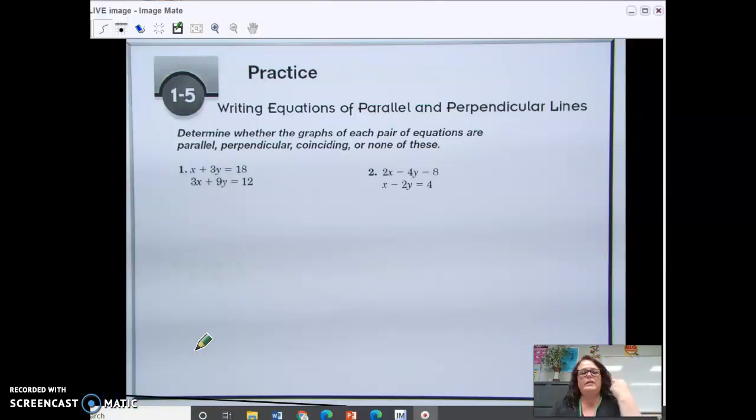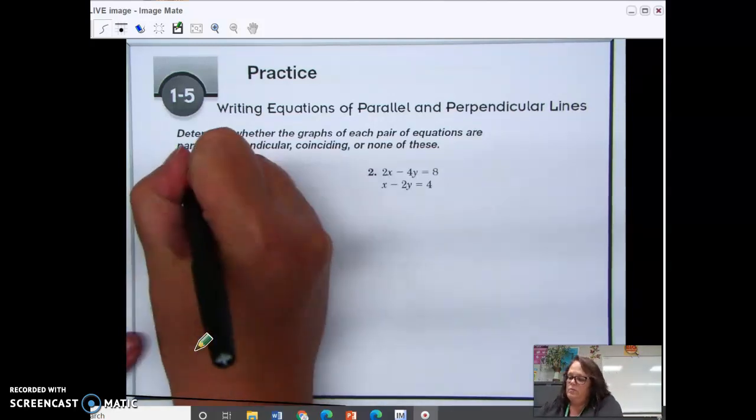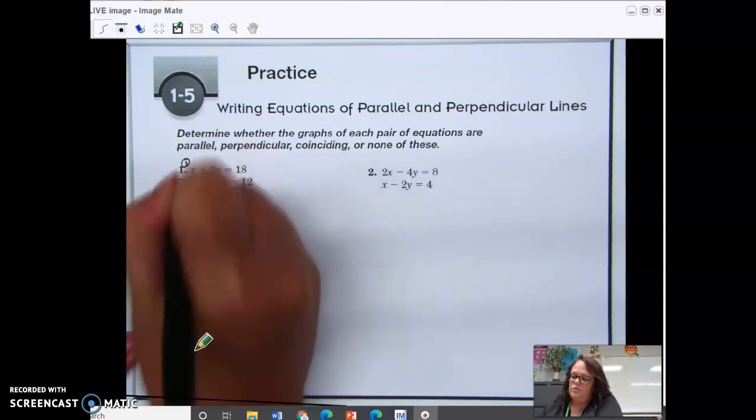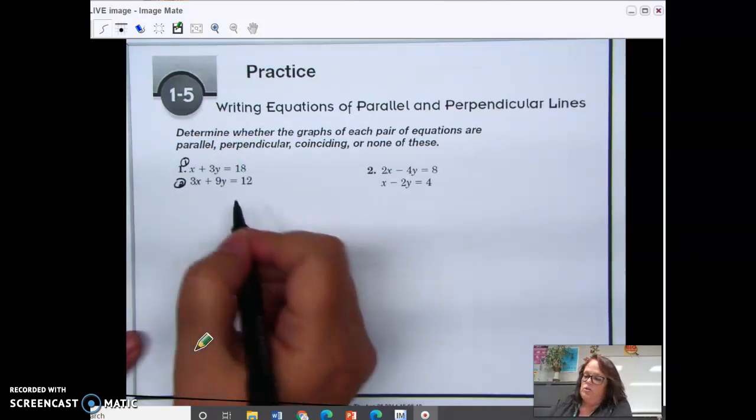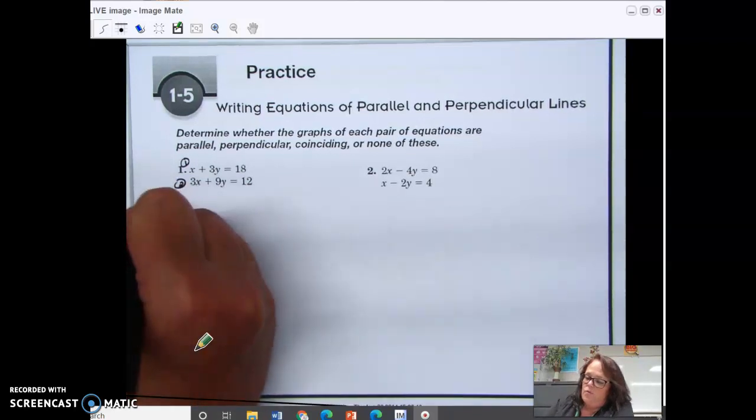All right, so this first set of directions is asking us to determine if the lines are parallel, perpendicular, coinciding, or none of these. So we want to stay organized. So I'm going to call this equation 1, and I'm going to call this equation number 2, and then I'm going to solve each equation for y.